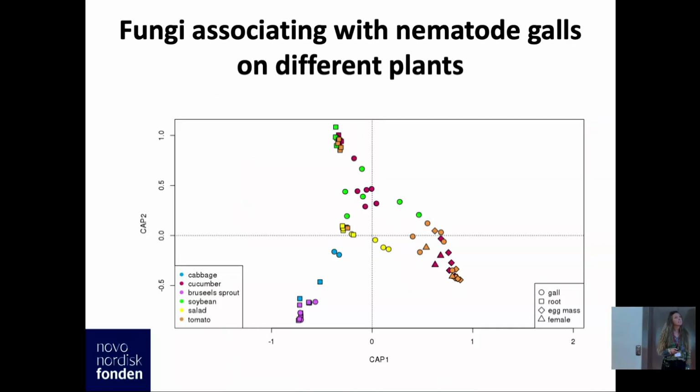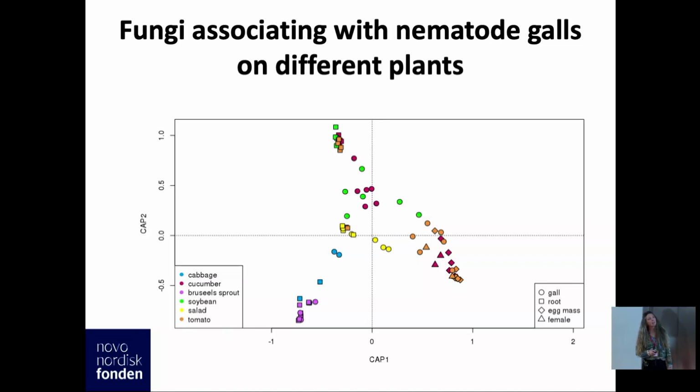For instance, here we explored microbial communities that associate with nematode galls, healthy roots as well, egg masses and females of root knot nematodes on different plant hosts. We found that plant species had a higher effect on fungal communities compared to the origin of these samples.